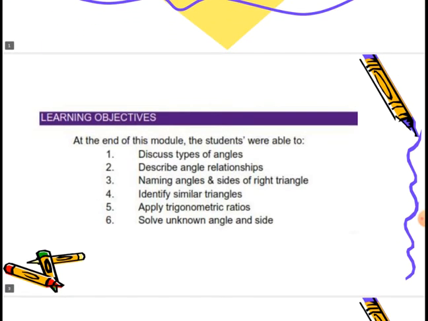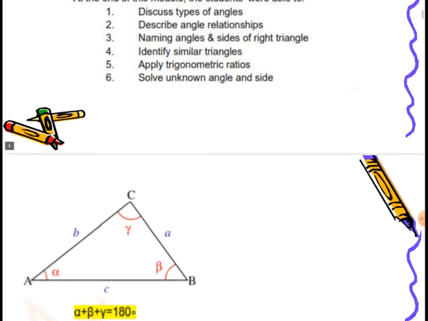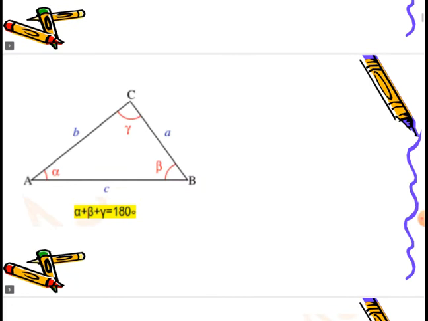Learning objectives. At the end of this module, the students will be able to discuss types of angles, describe angle relationships, and name angles and sides of right triangles, which are in our module. You have to identify similar triangles, apply trigonometric ratios, and of course, solve unknown angles and sides using the sine and cosine law. In this video, I will just discuss the computation. Basahin nyo na lang yung ibang lesson na nandun sa ating module.